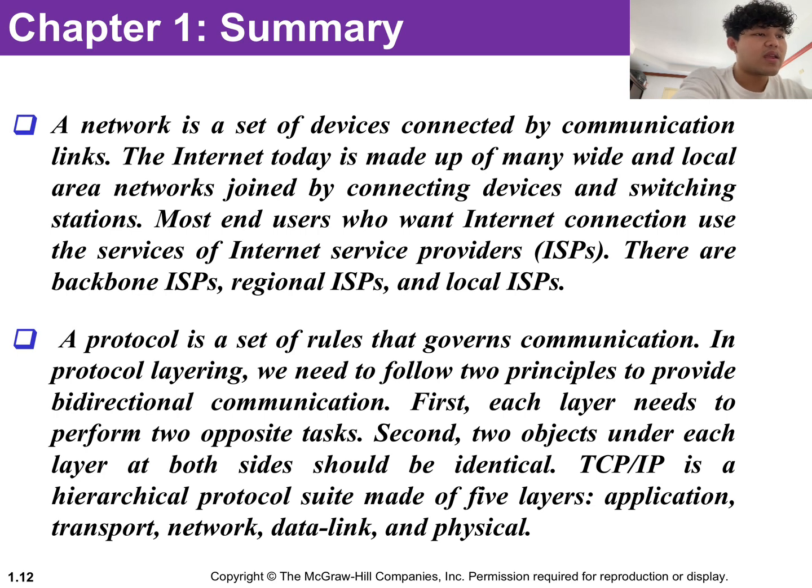In protocol layering, we need to follow two principles to provide bidirectional communication. First, each layer needs to perform two opposite tasks. Second, the two objects under each layer at both sides should be identical. TCP/IP is a hierarchical protocol suite made of 5 layers: application, transport, network, data link, and physical.